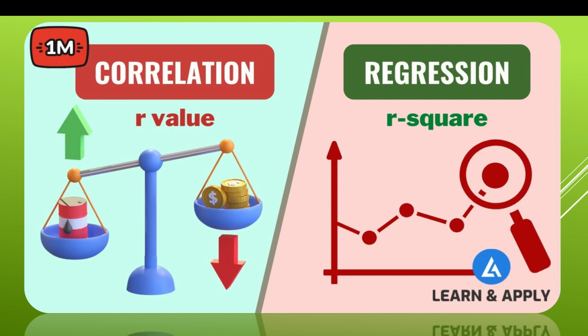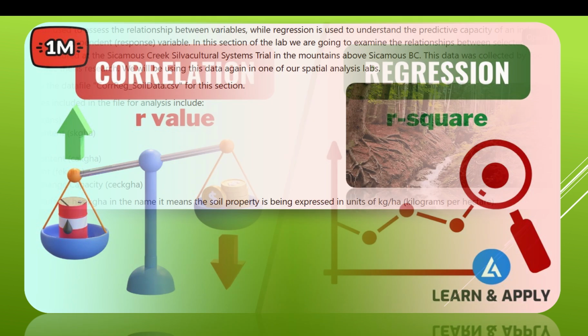With correlation, we define the strength of correlation through the R value, whether that be the Pearson parametric version or the Spearman non-parametric version. And then with regression, we define or quantify the strength of the regression relationship through the R squared metric.